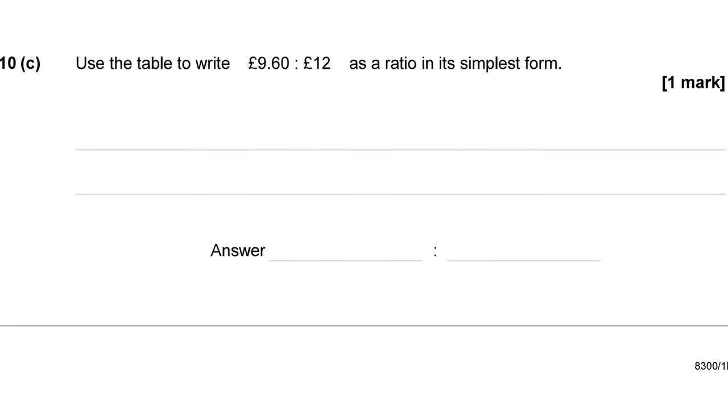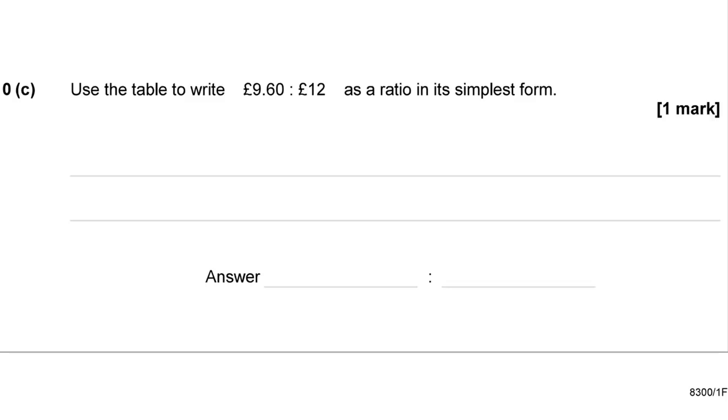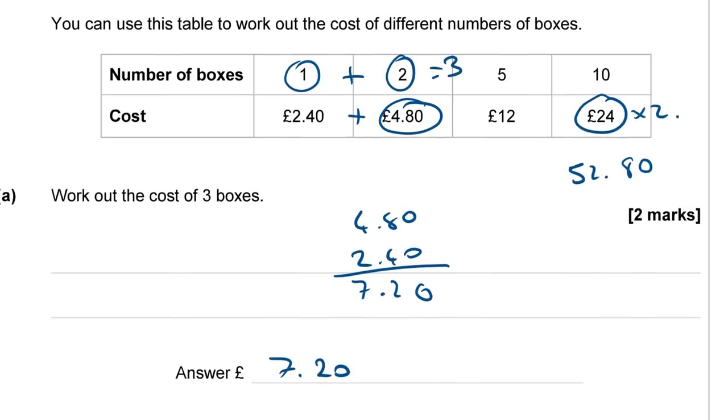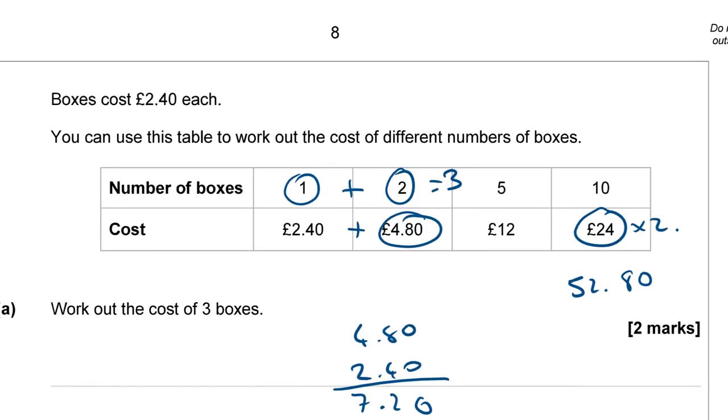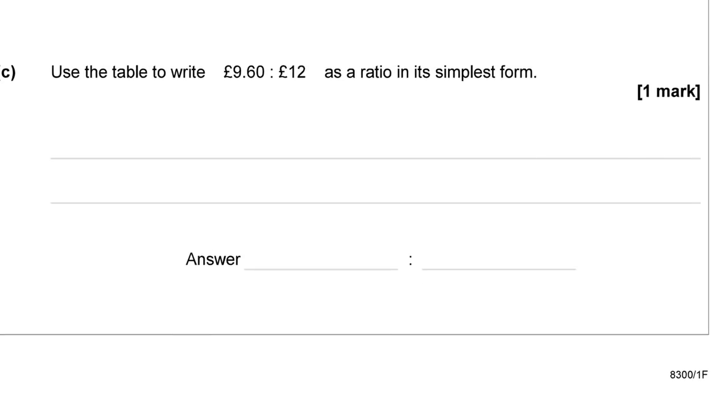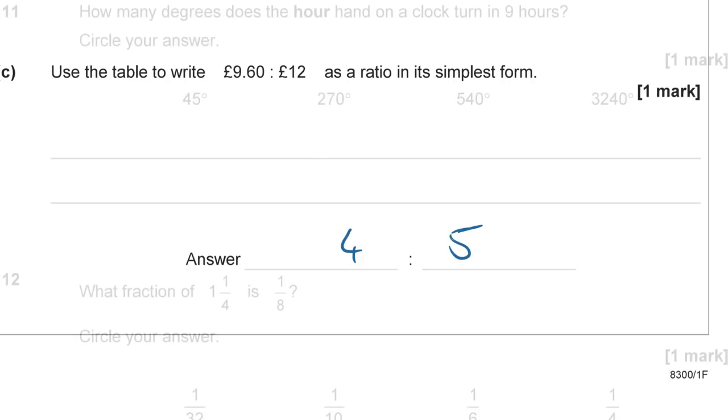Finally, it says, use the table to write the ratio £9.60 to £12 as a ratio in its simplest form. How can I use the table to do that then? So £9.60 to £12. Well, £9.60 is two lots of £4.80, so that would be four boxes, and £12 is five boxes. So it's four boxes to five boxes, so that is actually the ratio in its simplest form, isn't it? 4 to 5.